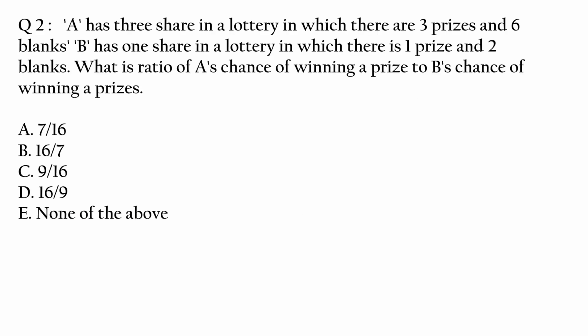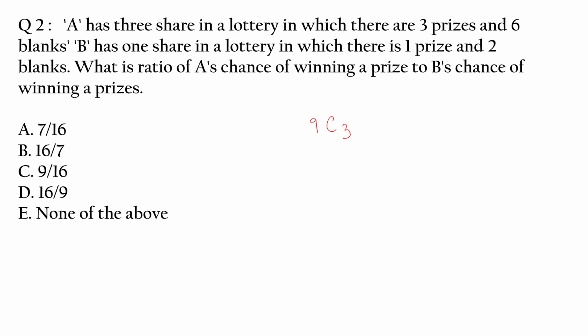Moving ahead, A has 3 shares in a lottery in which there are 3 prizes and 6 blanks. B has 1 share in a lottery in which there is 1 prize. What is the ratio of A's chance of winning the prize to B's chance of winning the prize? Right now, the number of ways in which A can win a lottery. There are 9 tickets, so there are 9C3.